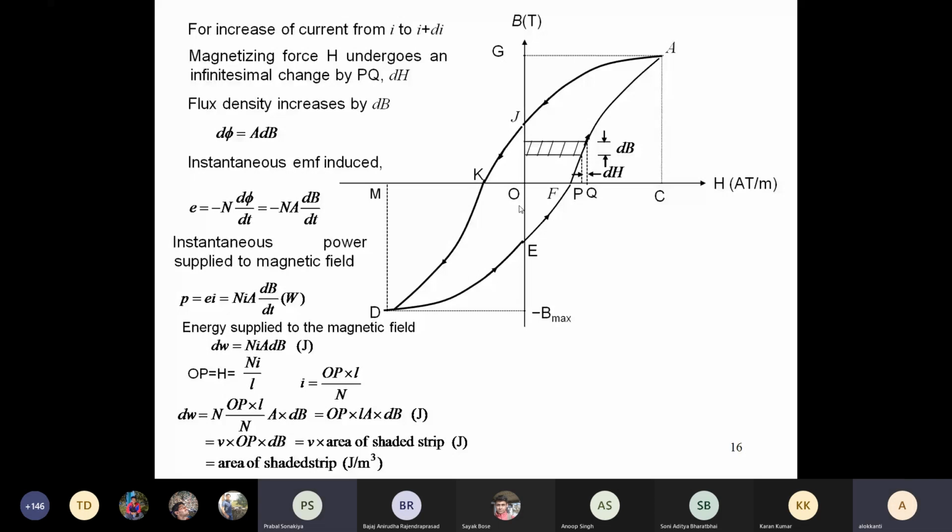Sir, I was not able to hear. Can you please tell what is V? V is L into A. It is the volume. L is the mean length of the magnetic path, and A is the cross-sectional area. So length into cross-sectional area is basically the volume.